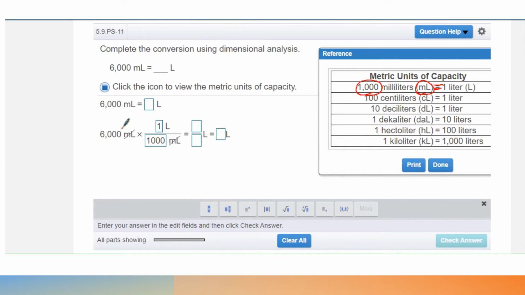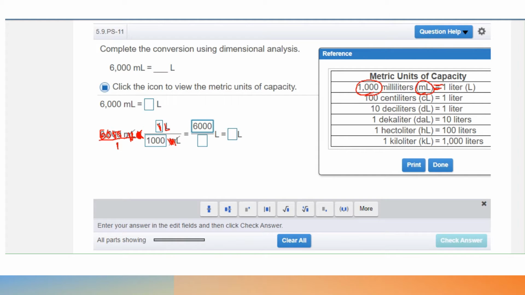So since 6,000 is a whole number, put this over 1 so you don't make a mistake and multiply that with your numerator and your denominator. Now, how do you multiply fractions? So you have to multiply your numerator times your numerator. So we have 6,000 times 1 liter. This canceled out. So in our numerator, 6,000 times 1 is going to give us 6,000. So I'm going to put 6,000 right here.